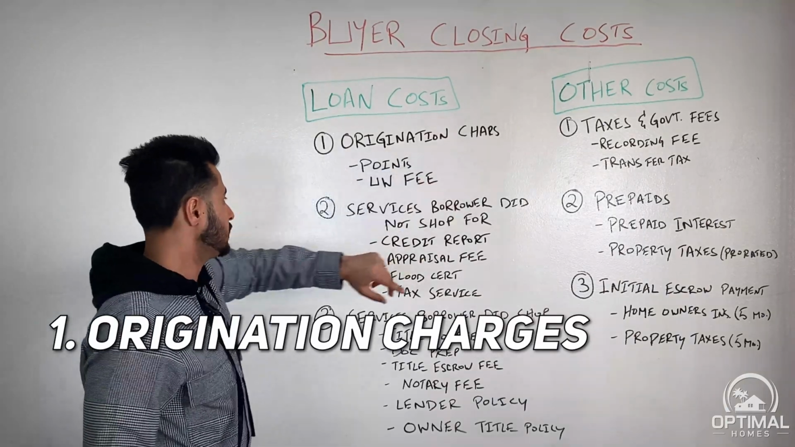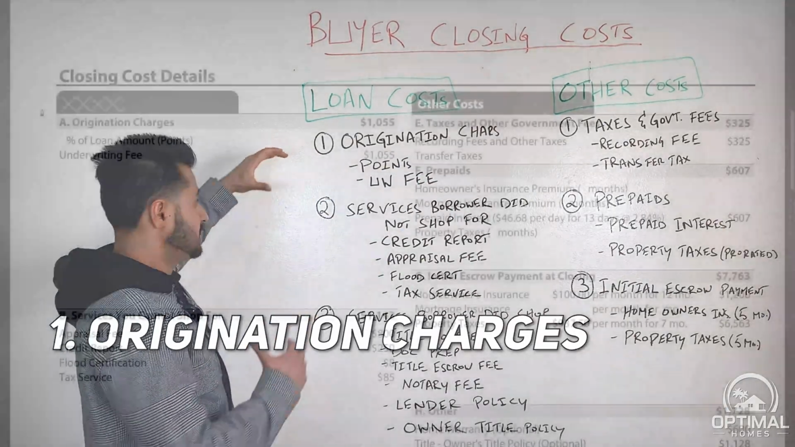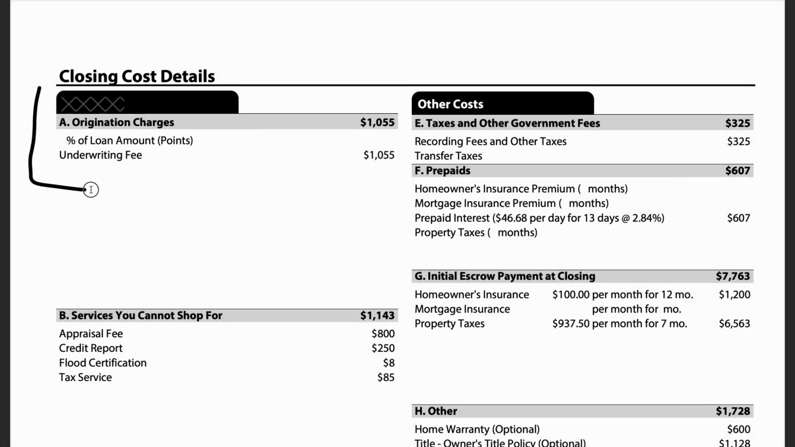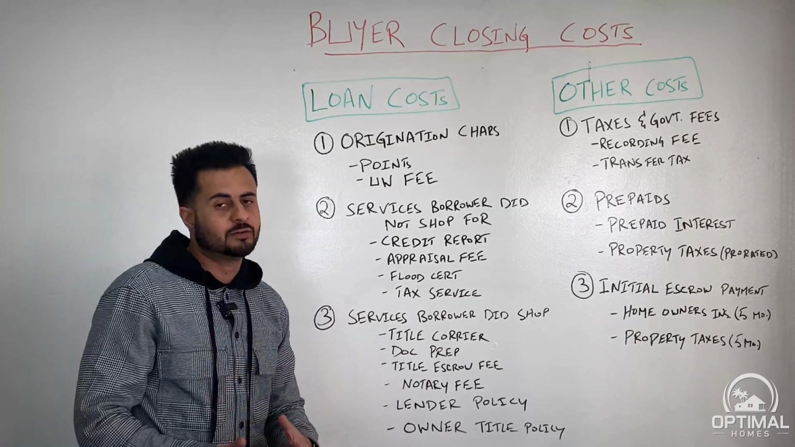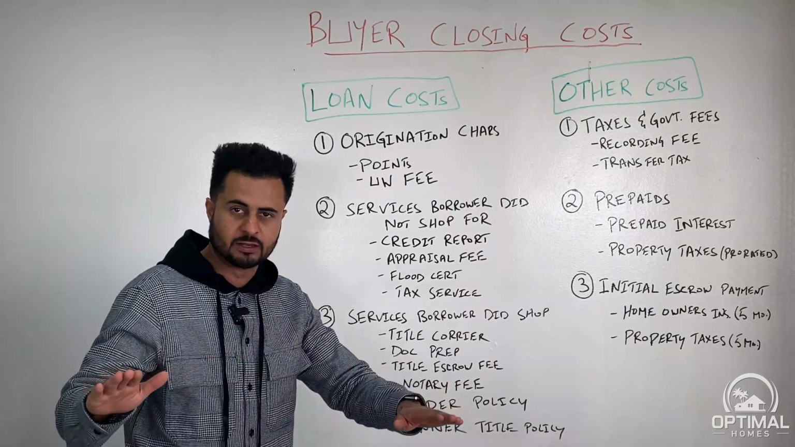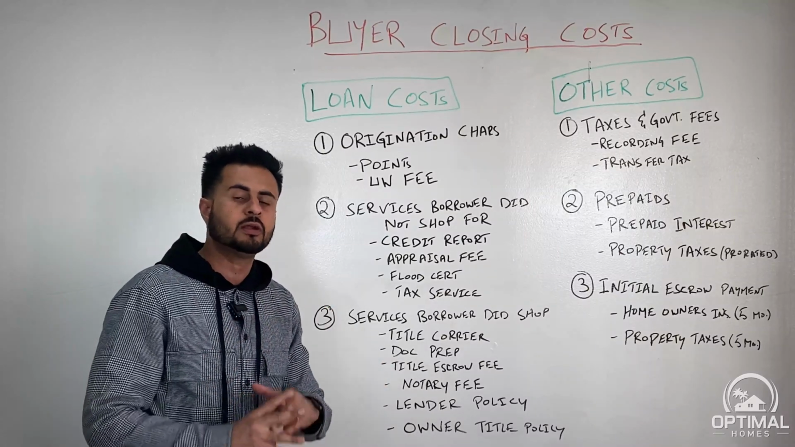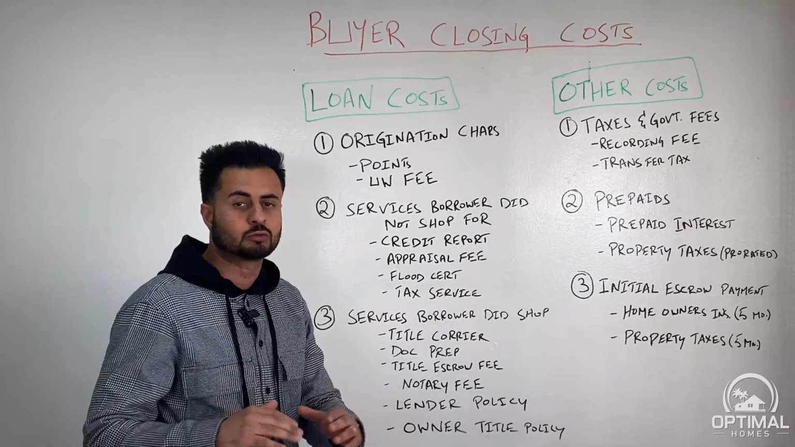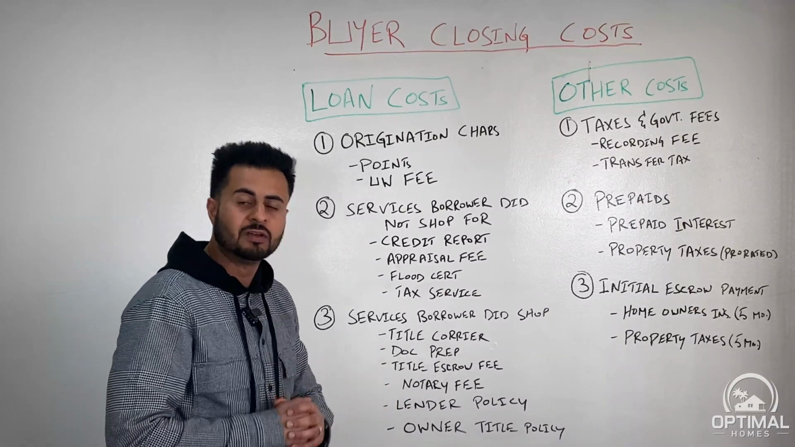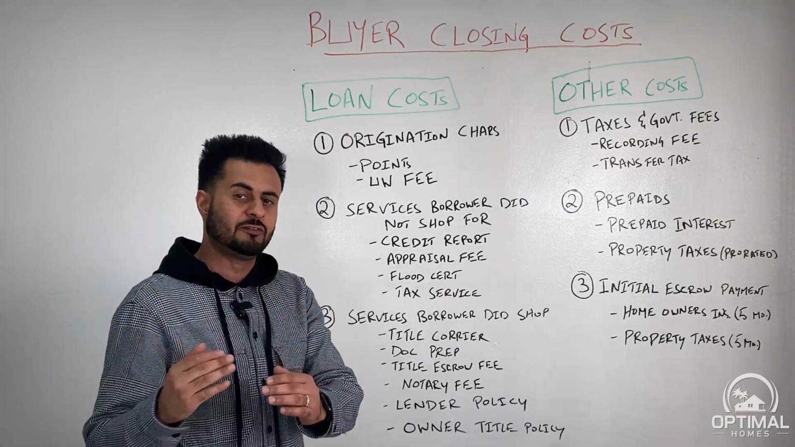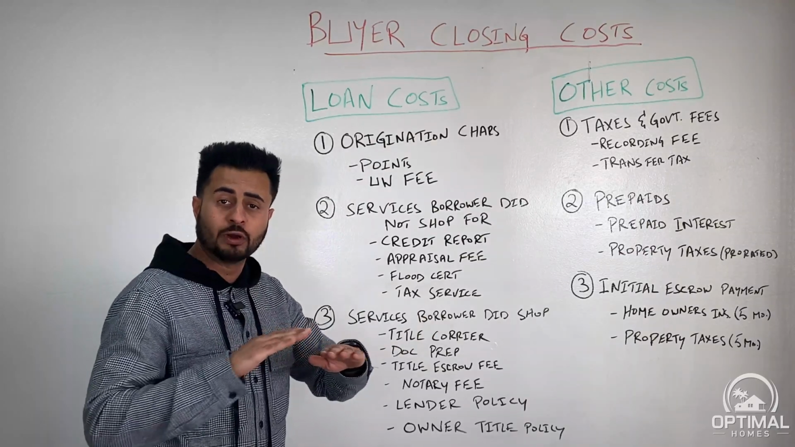I abbreviated it here. Under the origination charges, this is the first box you'll see on your loan estimate. You're going to see points, and usually you'll see an underwriting fee or an admin fee. Points is what you pay when you are buying the rate down. Say, for example, the lender gave you a rate of 3.75 that had no points on it, and you tell the lender, hey, Mr. Lender, I want to be more competitive. I don't like the 3.75, I want a 3.5.